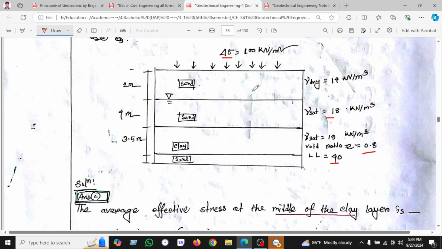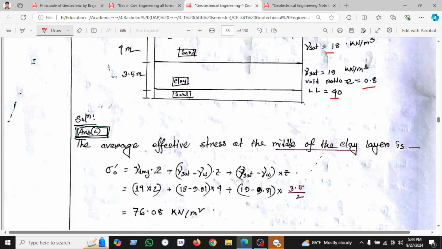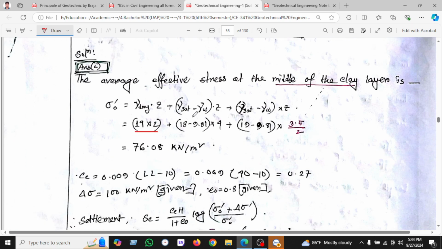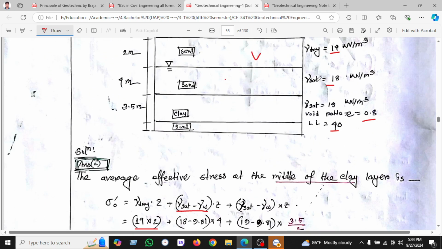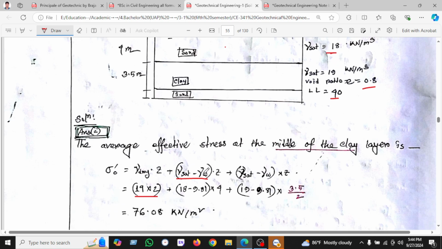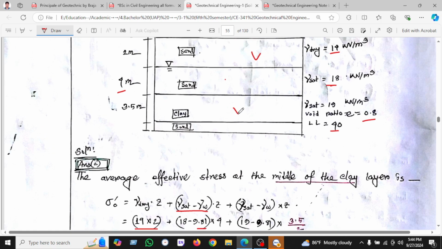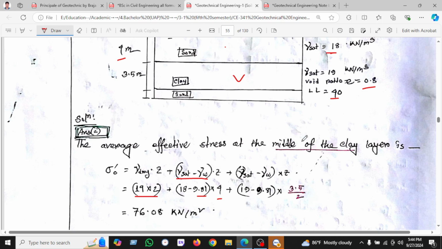So this is our first layer. We know gamma into Z. Gamma we know is 14, and Z is 2. So 14 into 2. Another layer, this is the second layer. We know saturated is 18, and we will deduct the pore water unit weight, which is 9.81, and the layer of the soil is 4. So we have 4. And then this is our third layer. The saturated is 19 minus the unit weight of water 9.81, and Z is a very vital point, it is 3.2.